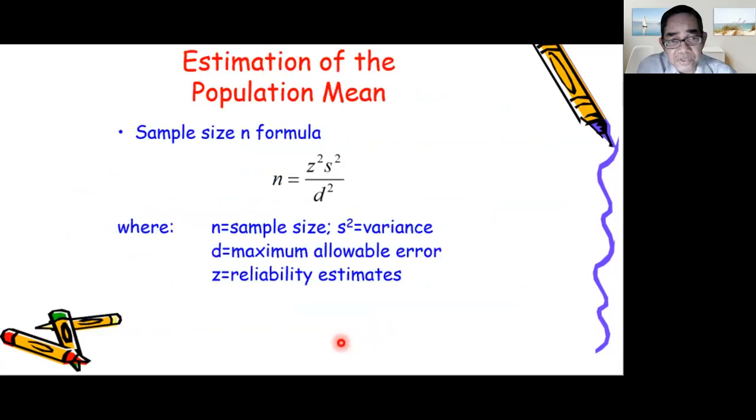Okay, so let's talk first of the estimation of the population mean. And this is the formula for the estimation of the population mean. I won't bother you with the formula. I just showed you what the formula is. Normally, I don't want you to calculate because there are many calculators. I have, for example, a calculator that will automate the calculation. Well, n is the sample size, s squared is the variance, d is the maximum allowable error, and z is the reliability estimate. As I said, I don't want to belabor this formula anymore.